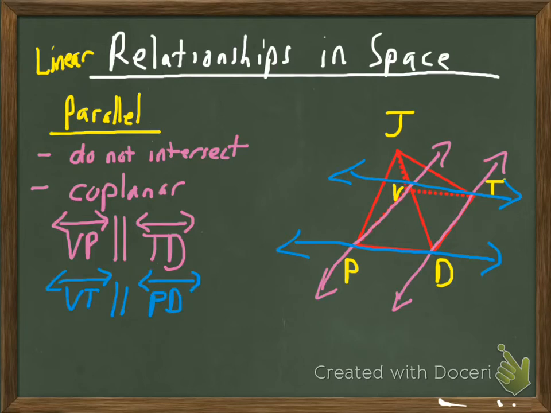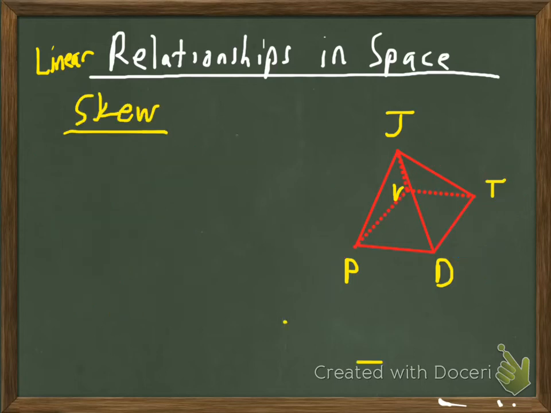The third relationship we said is that lines that are in space, and that just means in three dimensions, can be skew to one another. So let's examine that. Alright, and just like with parallel lines, there are two conditions that must be met in order for lines to be skew with one another. And the first of those is that skew lines do not intersect.